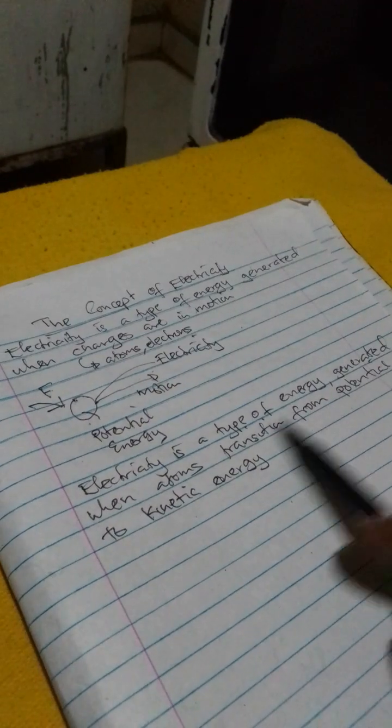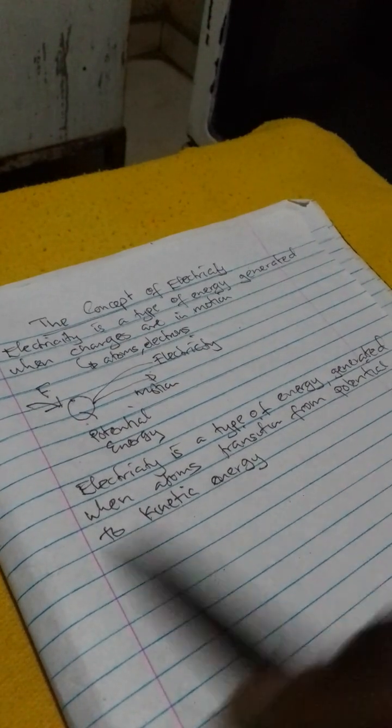So that's all you need to know about the concept of electricity. One, electricity is a type of energy generated when charges are in motion. A charge will initially be in potential energy, static. You apply force to the charge, then the charge will begin to move. When the charge is moving, it generates an energy called what? Electricity. Or, in the same concept using energy, electricity is a type of energy generated when atoms transition from potential to kinetic energy. So if you understand the concept of electricity, we'll come to the concept of magnetism.